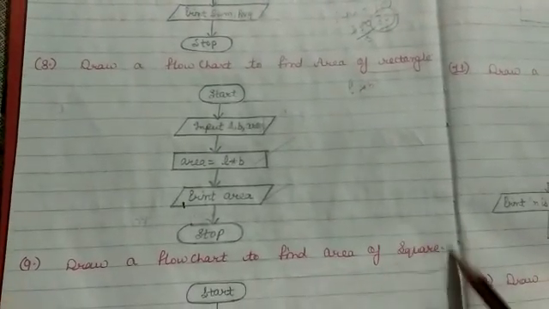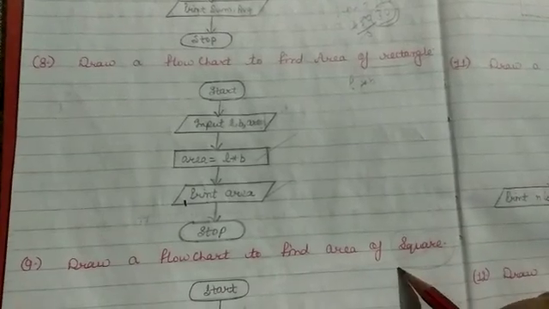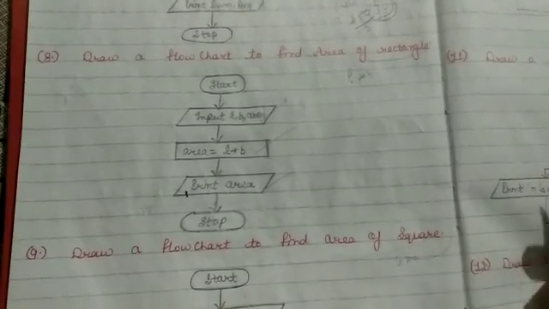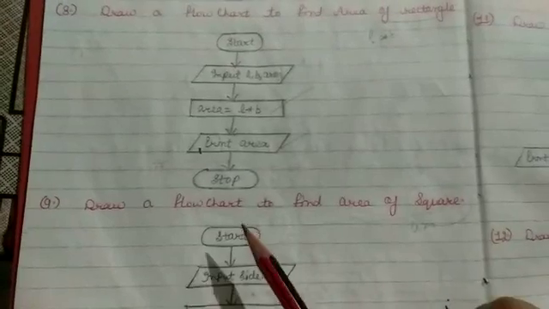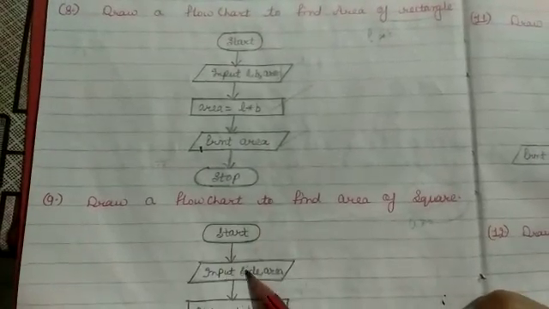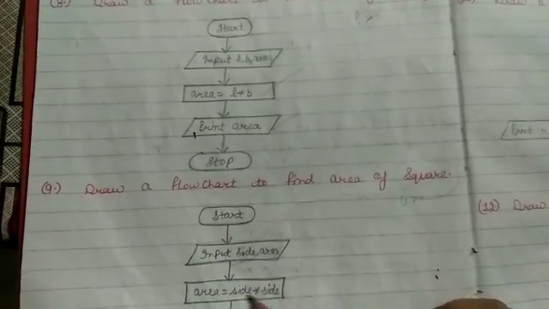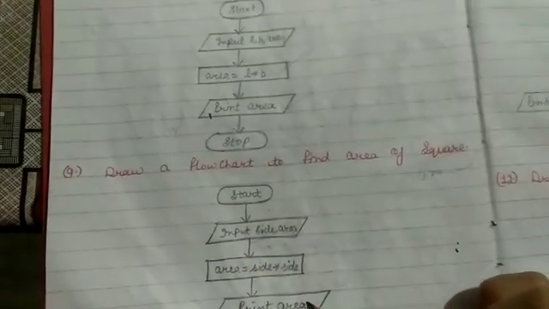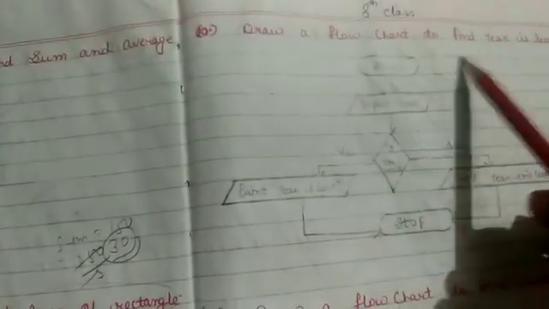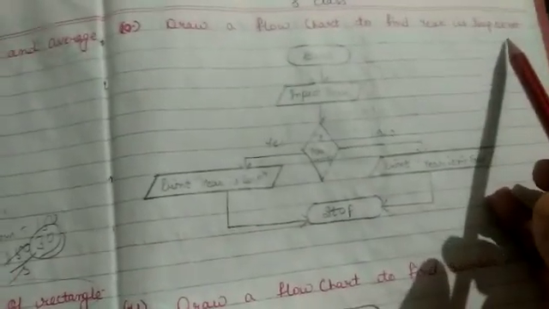Next, draw a flowchart to find the area of a square. What is the formula of area of a square? Side into side. You can take any variable also, a into a, otherwise you can write side into side. Clear? So first start, and we will take inputs, side and the area variable. So area is equal to side into side, then we will print area. Clear?